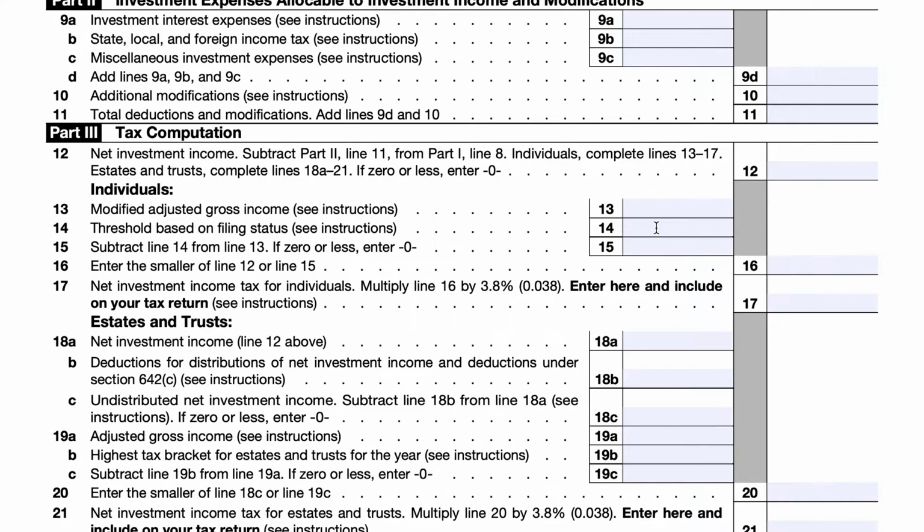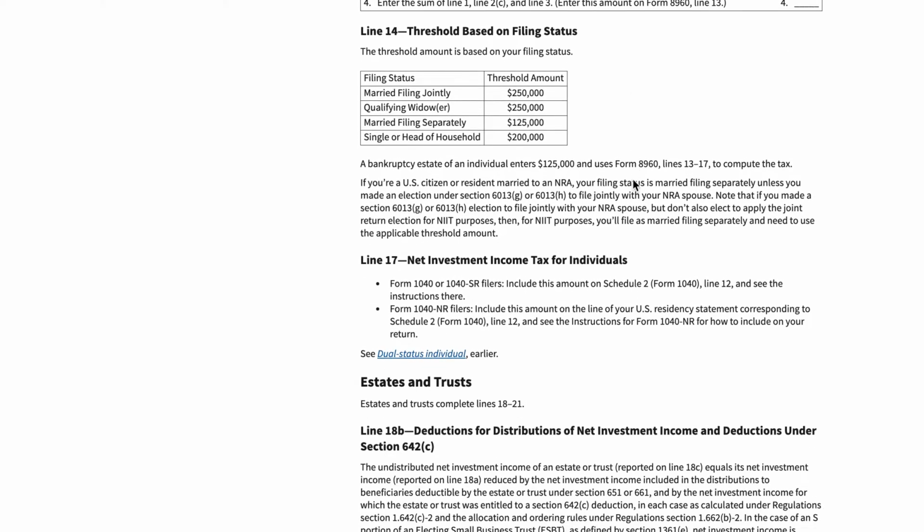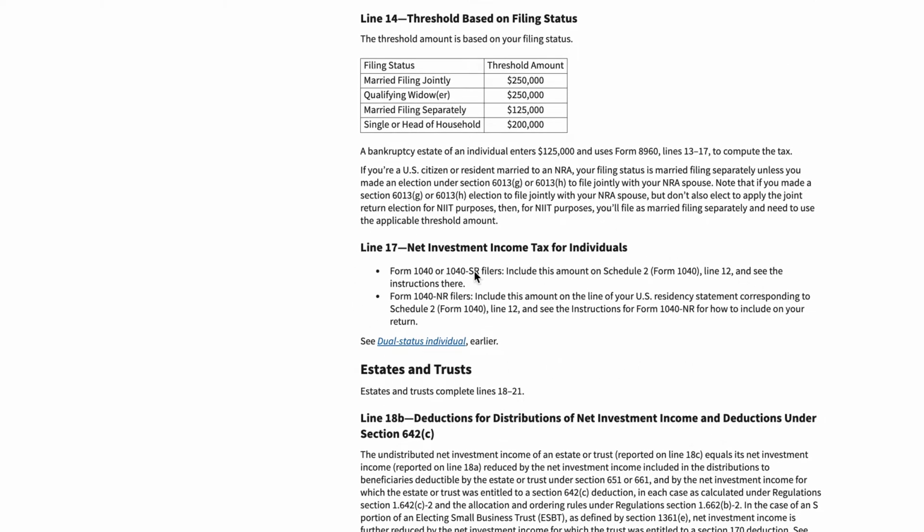Of course, for most people that are completing this form, there will be some positive number that you multiply by 3.8%, and you'll add that as an additional tax. Right here, usually there will be a line on Schedule 2 if you're filing a 1040. If you're filing a 1040 NR, then you'll include that line on your residency statement corresponding to your Schedule 2, and you'll have to follow the instructions for your 1040 NR.